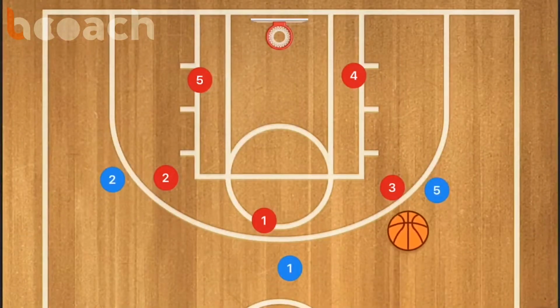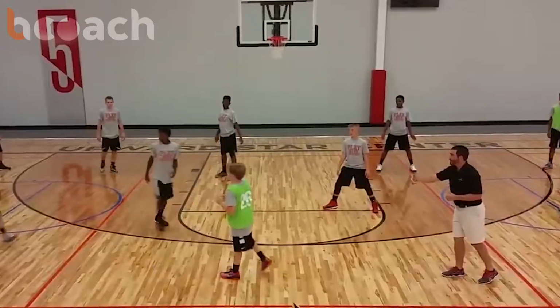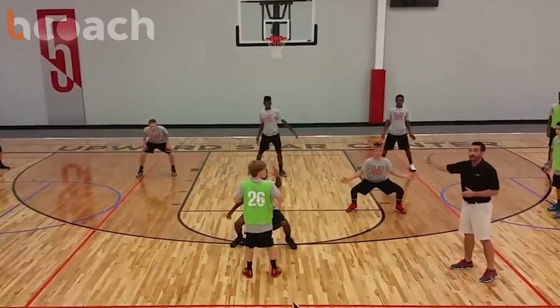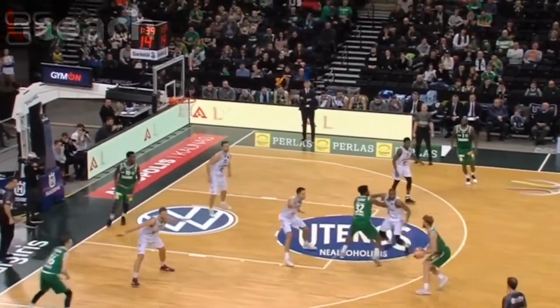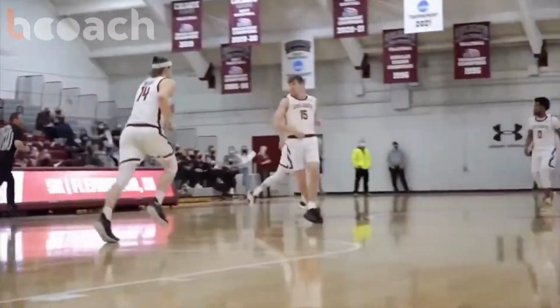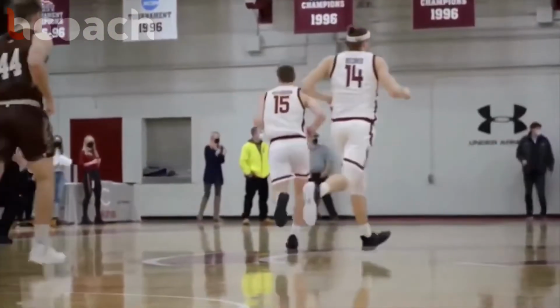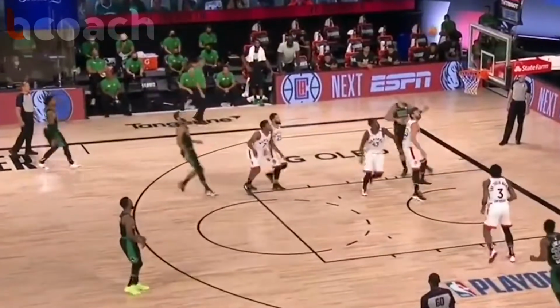Positioning is also crucial. Defenders must learn to stay between their assigned player and the basket, using their bodies to deny driving lanes and passing options. Communication is another vital component of effective man-to-man defense. Players need to call out screens, switches, and help defense to ensure everyone is aware of their responsibilities. This level of awareness can prevent breakdowns that lead to easy scoring opportunities.